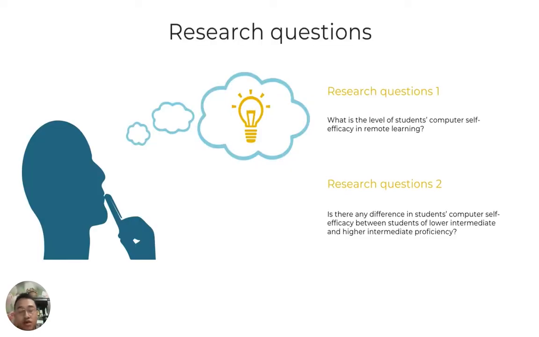As for research questions, we have two research questions here. The first one is, what is the level of students' computer self-efficacy in remote learning? And the second research question, is there any difference in students' computer self-efficacy between students of lower intermediate and higher intermediate proficiency?